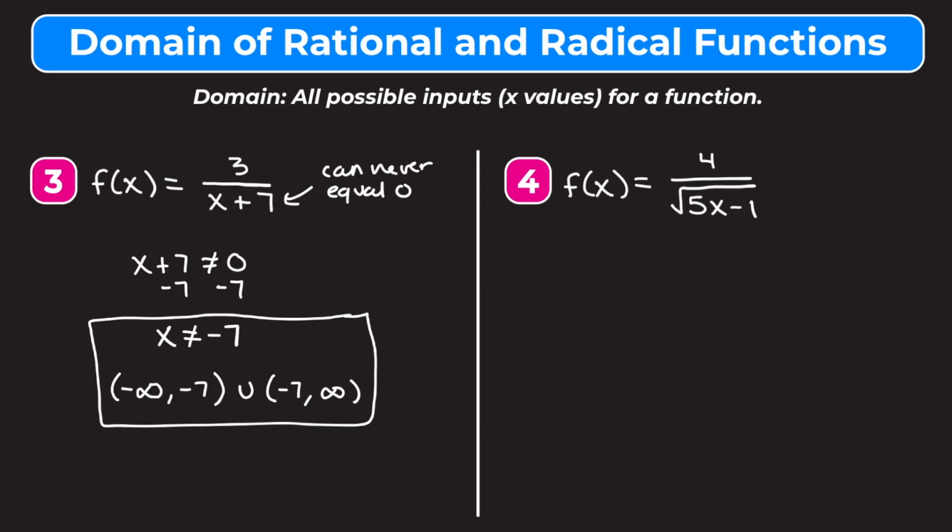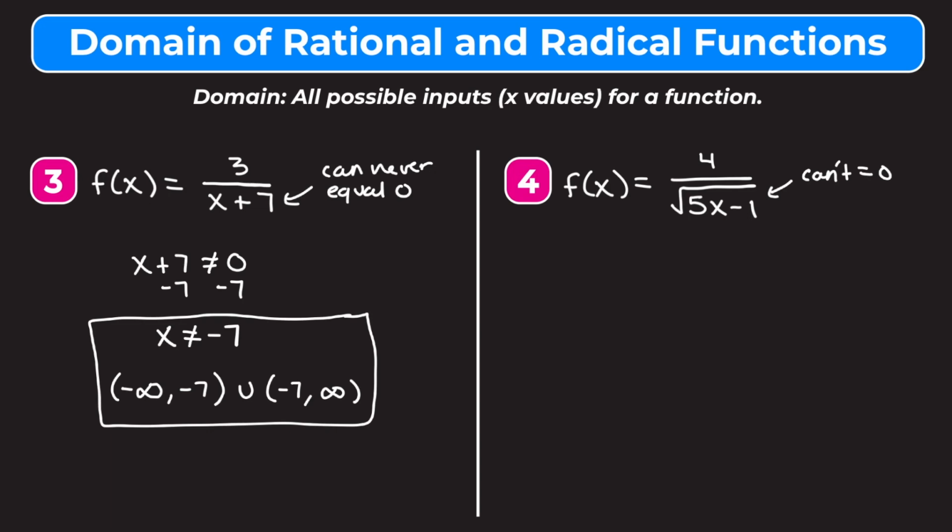Moving on to example 4, we have a radical in the denominator. So we're going to have to think a little bit about this one. We're kind of combining both of the concepts we've learned from questions 1, 2, and 3. So because this is in our denominator, it can't equal 0.